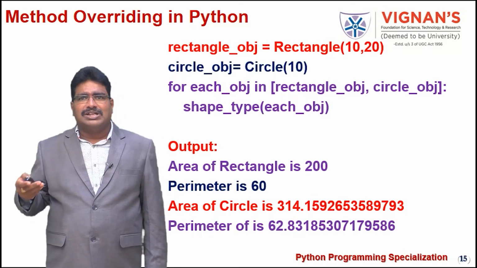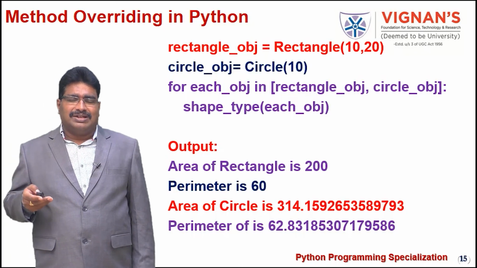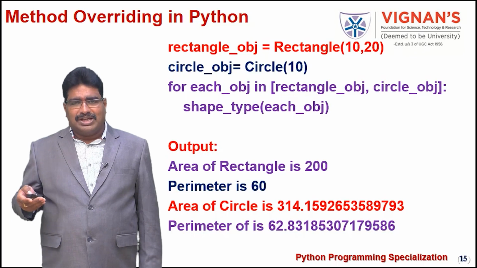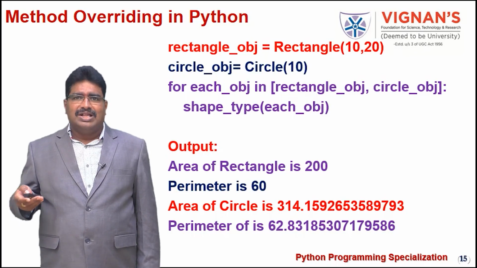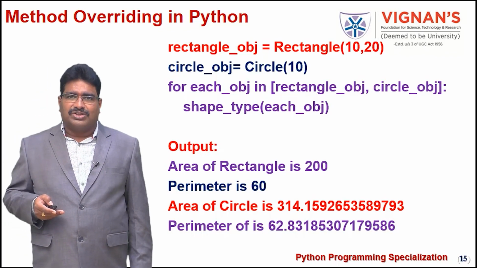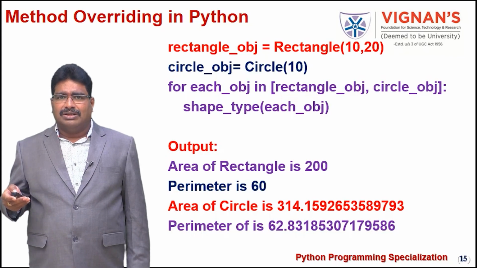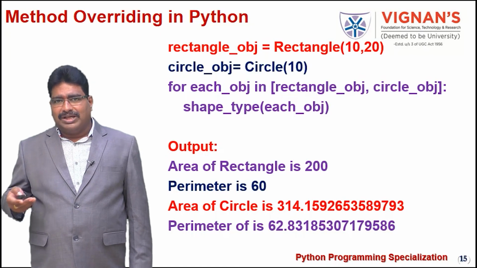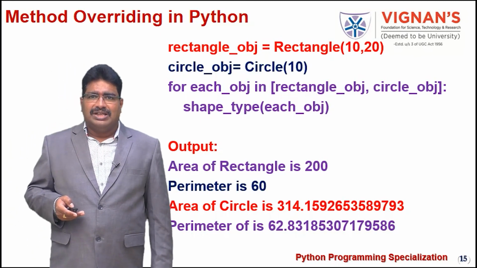Similarly, the second parameter passed is the circle object. The circle object's parameter is 10, the radius. For that reason, it calculates the area, which is pi r square, that is 3.14159 into 100. We get the value 314.159. Similarly, we calculate the perimeter, that is 2 pi r, that is 2 into 3.14159 into 10, and it displays the value 62.8318.